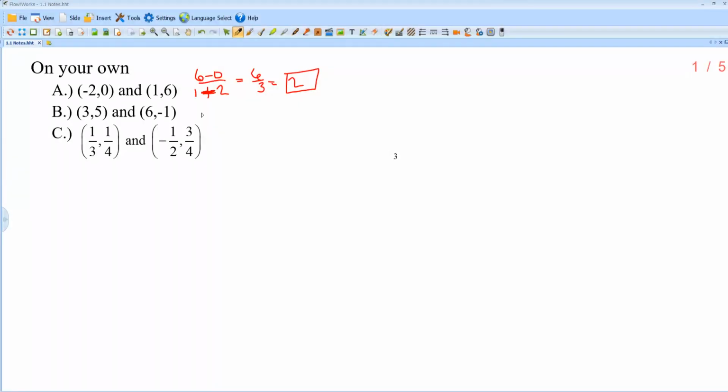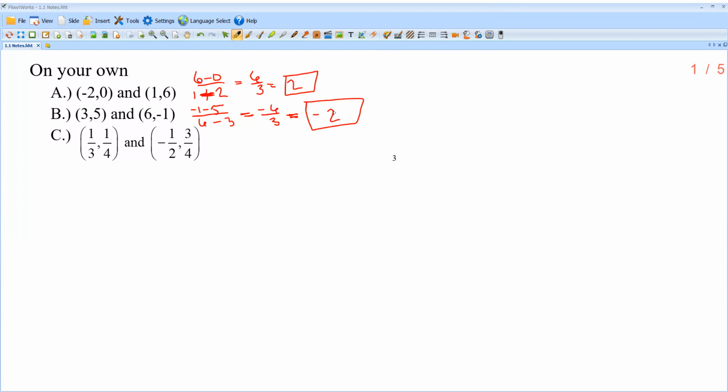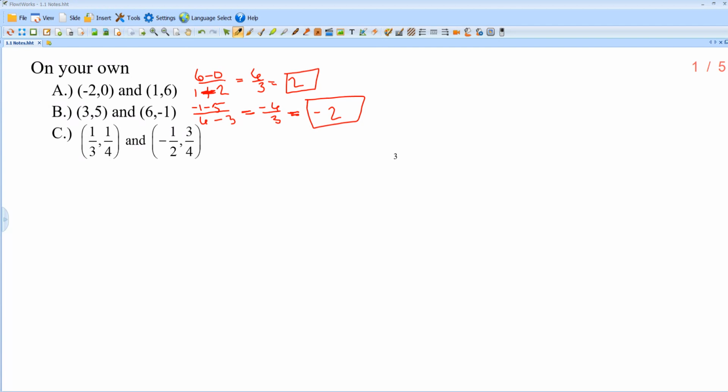B, (3, 5) and (6, negative 1). So I'll do negative 1 minus 5 over 6 minus 3. I know, not a ton of space for this. Negative 1 minus 5 is negative 6. 6 minus 3 is 3. So this gives us negative 2. Just a little talking ahead. 2 and negative 2 are opposites. One's positive, one's negative, but they're not reciprocals. So this would not indicate something that's perpendicular, nor would it be parallel.